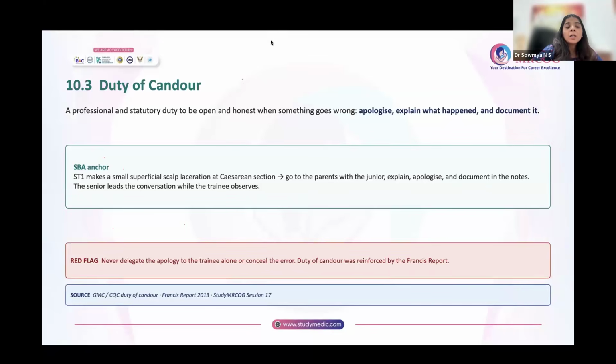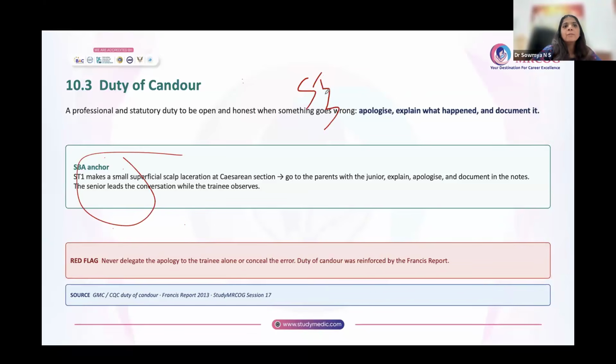So, there are two things. First and foremost, you can't hide from the parents. You are supposed to go back and talk. You are an ST3, for example, with an ST1. As an ST3 senior, you should accompany your ST1 and explain what happened. That is it. Being simple, plain, honest.